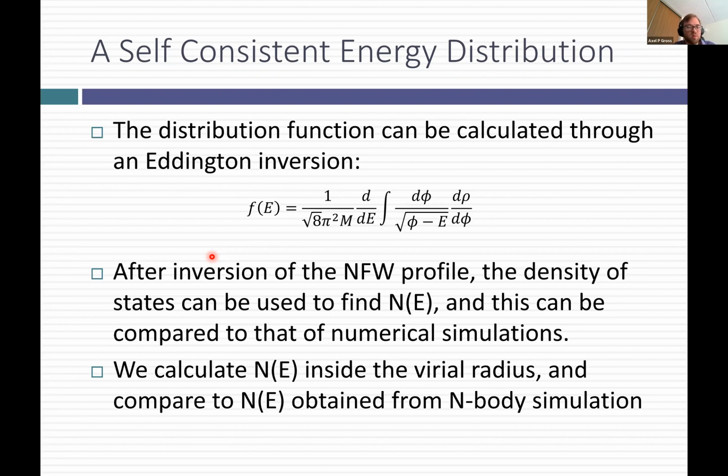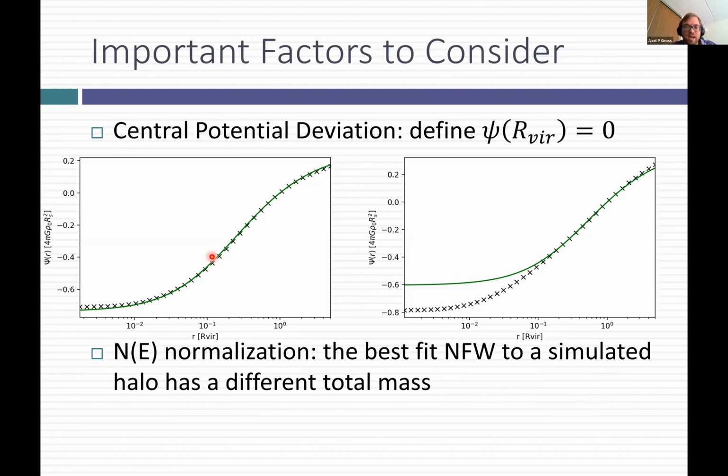So this is basically what we're going to try to do: we're going to calculate from the NFW profile, we're going to invert it and find the self-consistent energy distribution that corresponds to the NFW profile. Then we're going to compare it to actual simulations and see how they match. So there's two important things to consider when you do this. The first is that the NFW profile fits very well. However, it can cause large deviations in the central potential region.